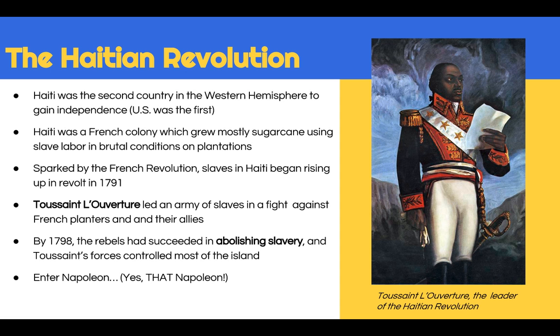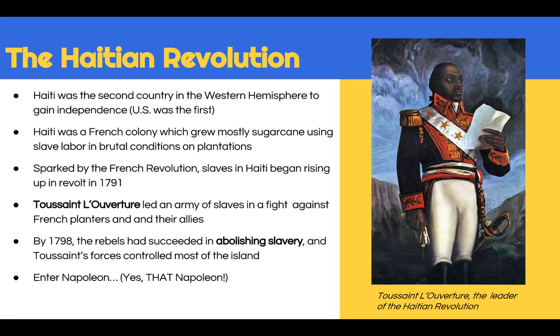The Haitian Revolution created the second independent country in the Western Hemisphere. The United States, of course, being the first. And it was a French colony originally called Saint-Domingue, which grew sugar cane. And it used slave labor in extremely brutal conditions on these large sugarcane plantations. Because of this, of course, there was some tension between the landowners and slaves, and then the smaller landowners who competed with the large plantation owners.